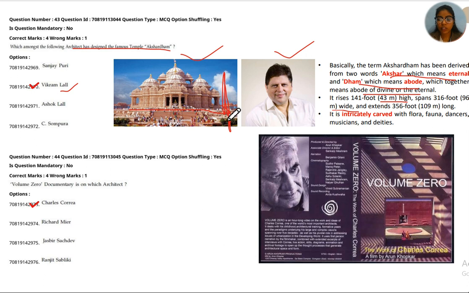and 109 meters long. So it is intricately carved with flora, dancers, musicians, and deities. On the walls of the Akshardham, you will see carvings of many different kinds of flowers or animals, dancers, musicians, or the story of any deities. So this kind of sculpture you will see on the walls of the Akshardham, on both the exterior and interior sides.